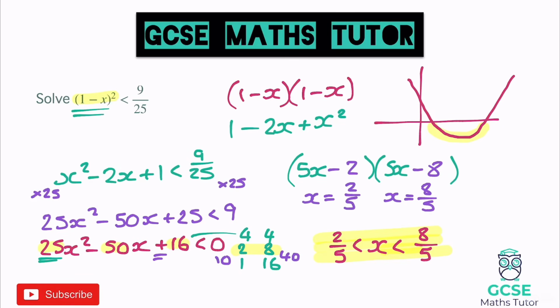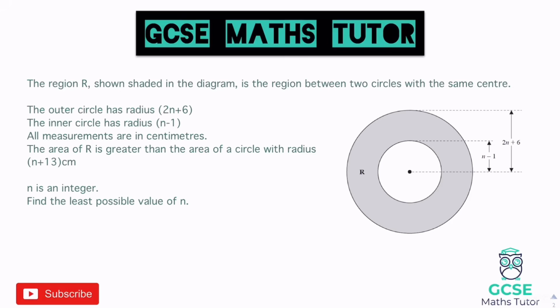Let's have a look at our next one. This question says the region R, which is shown in our diagram, is the region between two circles with the same centre. On our diagram, the radius of the small circle is n minus 1, and the radius of the large circle is 2n plus 6. It then says the area of R is greater than the area of a circle with radius n plus 13, which isn't given to us in the diagram, but it's just a separate circle.